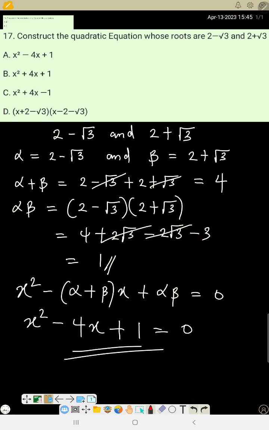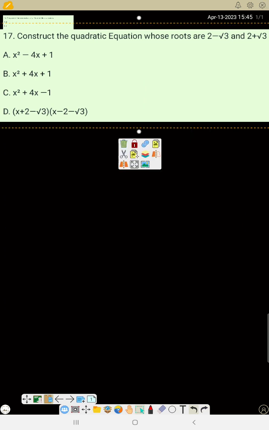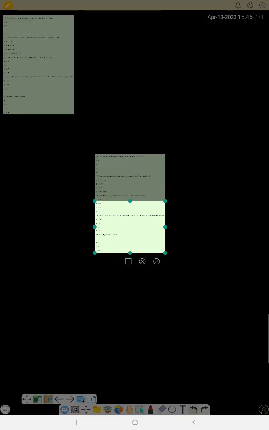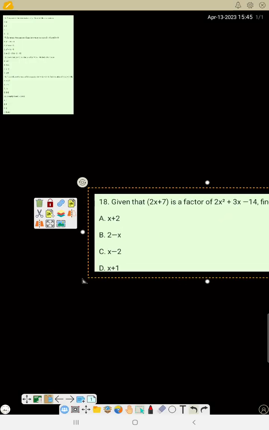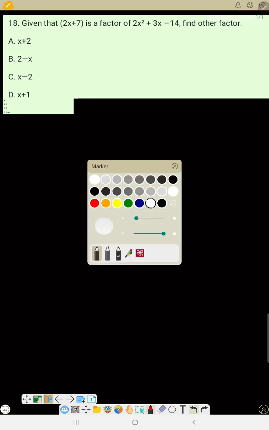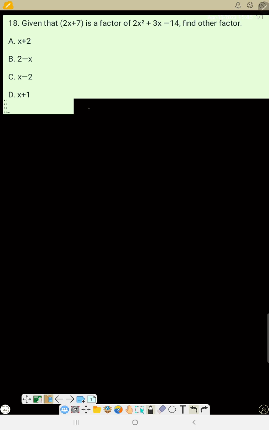So like that. So let's see number 18. Given that 2x plus 7 is a factor of 2x squared plus 3x minus 14, find the other factor.